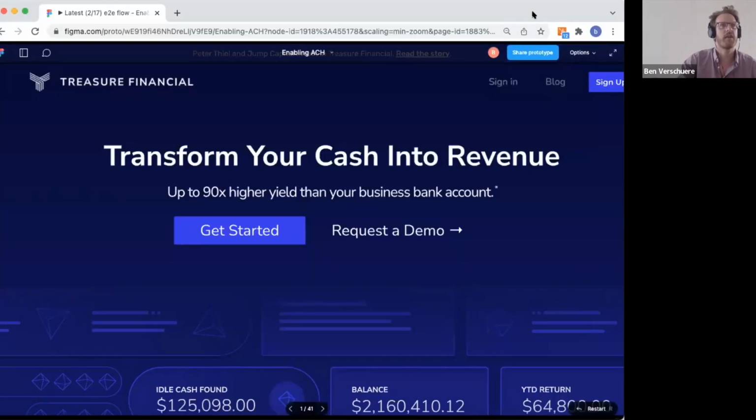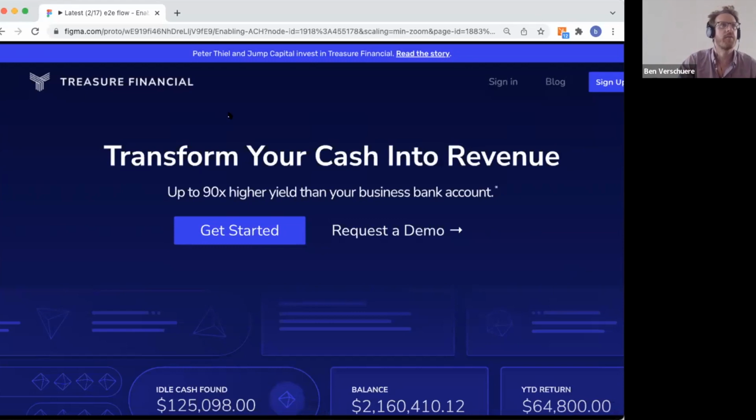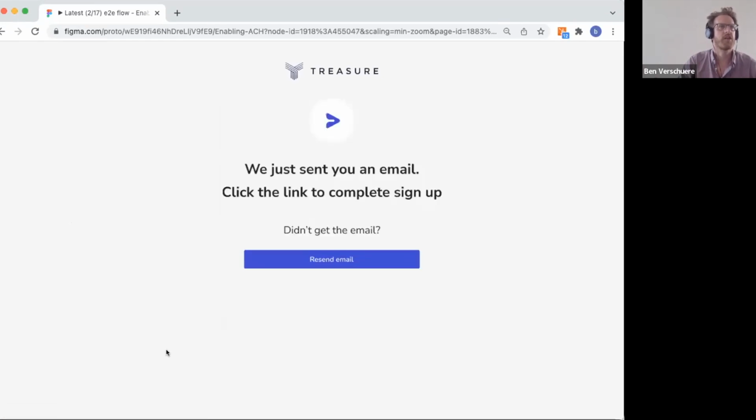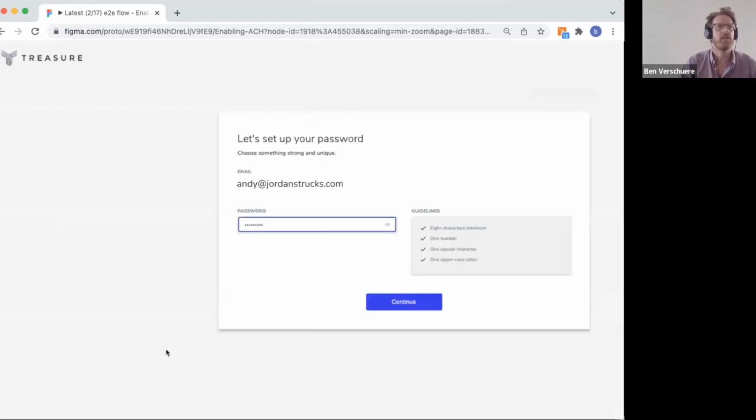All right, so this is our landing page. Super easy for a customer to sign in when they get on our landing page. And I will be doing a Figma demo because it takes one day to open a bank account, so I just want to save everybody's time. The customer gets to our landing page, clicks on get started. And then very quickly, we're able to open the customer account, fill some quick information. We send him an email, he confirms that in his email, and then now he can set up his password.